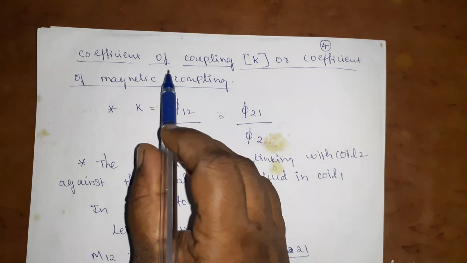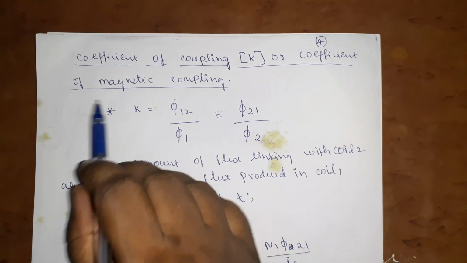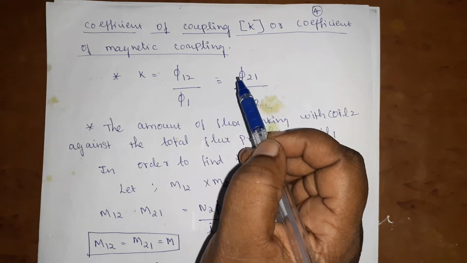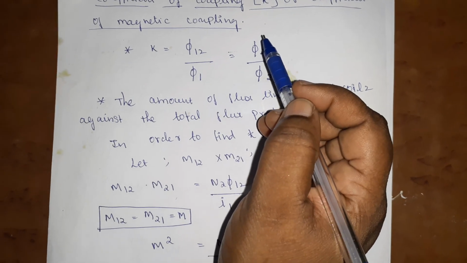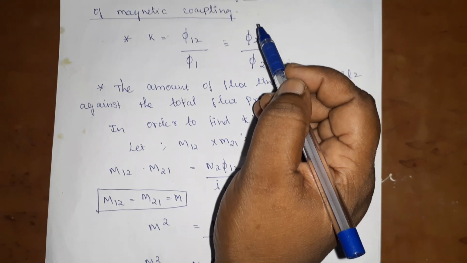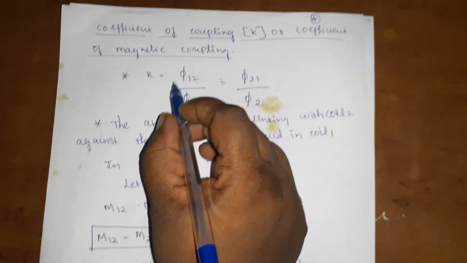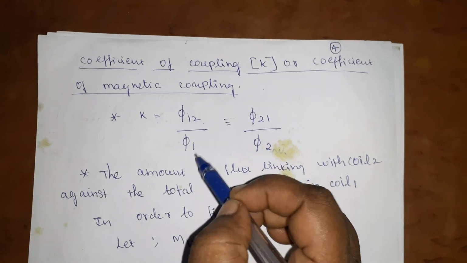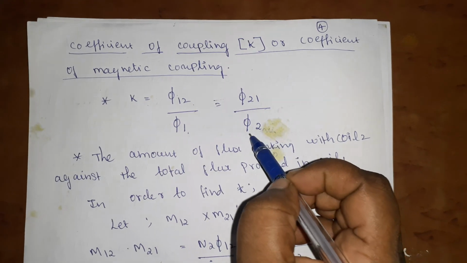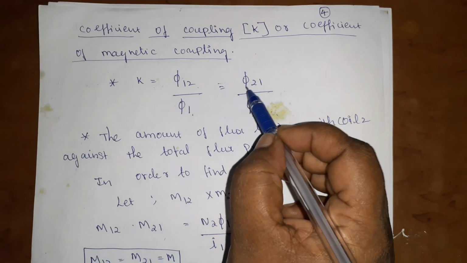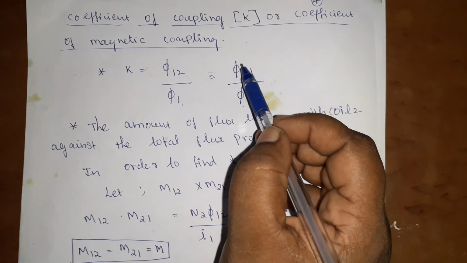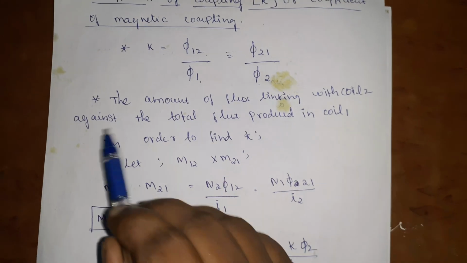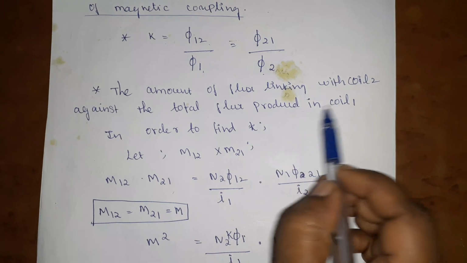Next topic, coefficient of coupling K, or coefficient of magnetic coupling. Coefficient of coupling means the fraction of total flux produced by one coil linking another coil. The coefficient of coupling is denoted by the letter K. K is equal to phi 12 divided by phi 1, and phi 21 divided by phi 2. So in the coupled circuit, it is the amount of flux linking with coil 2 against the total flux produced in coil 1.